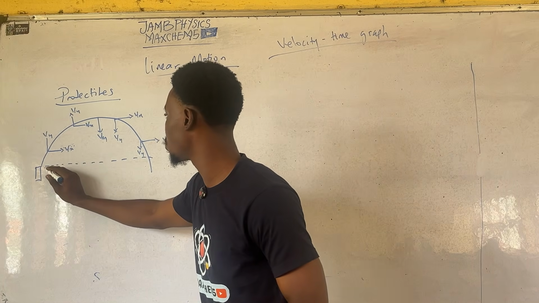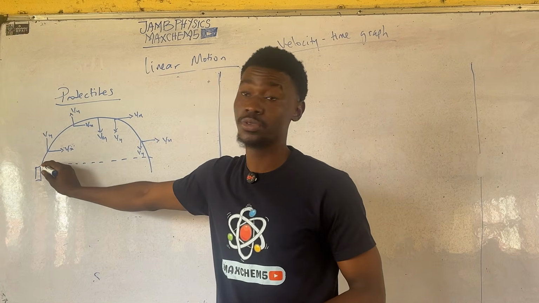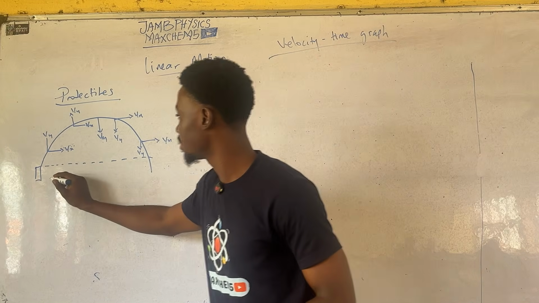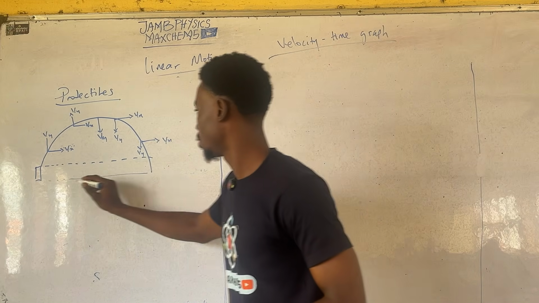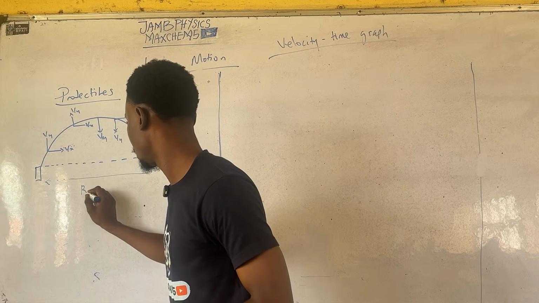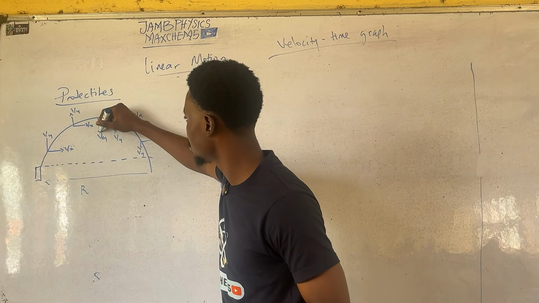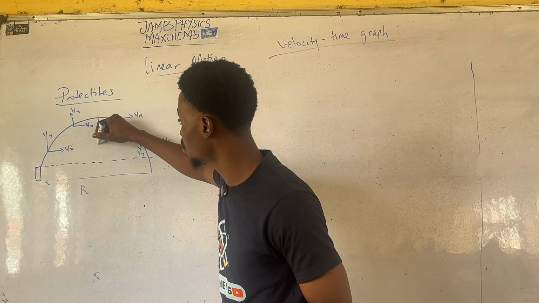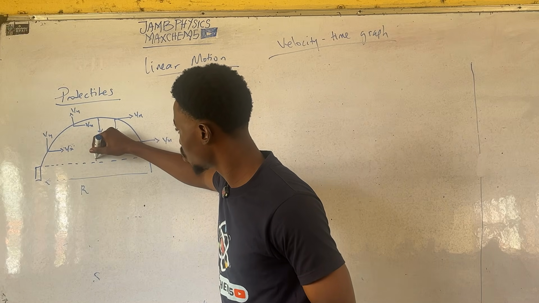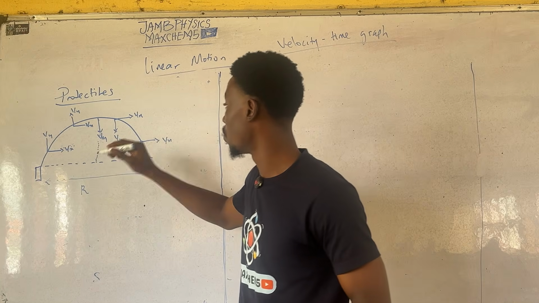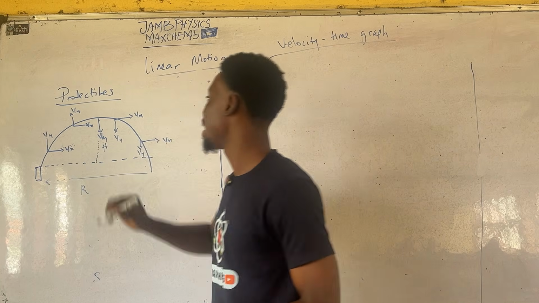So the distance between where the stone is thrown and where it lands is called the range. And the height from the highest point of the stone to the point where it was thrown from is called the maximum height.